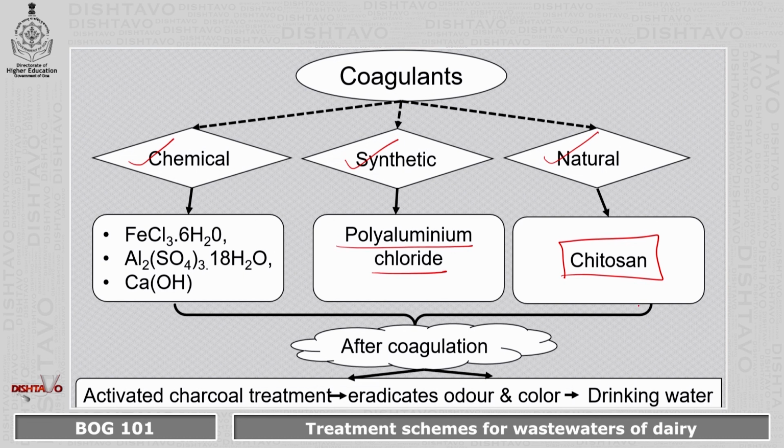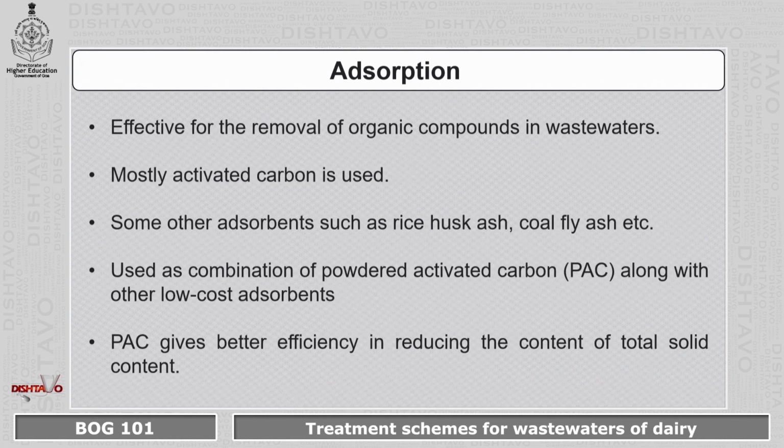Once these coagulants are released into the dairy wastewater, coagulation takes place, and then after the coagulation, an activated charcoal treatment is given which eradicates the odor and the color of the wastewater and makes it suitable for drinking water.